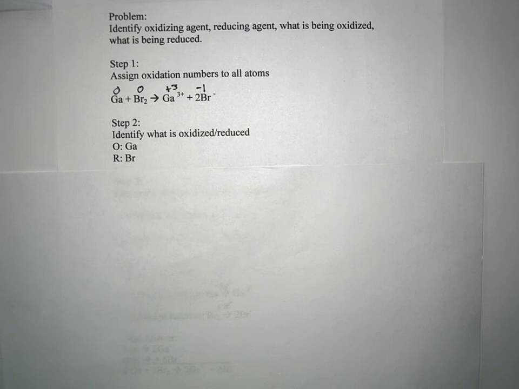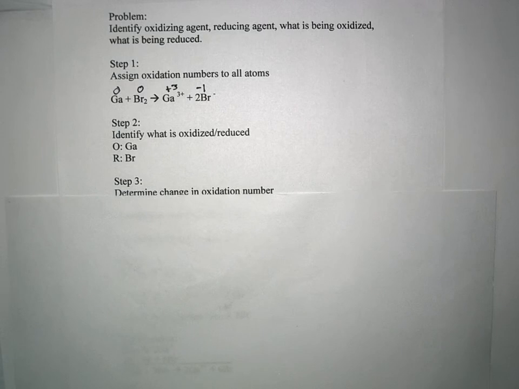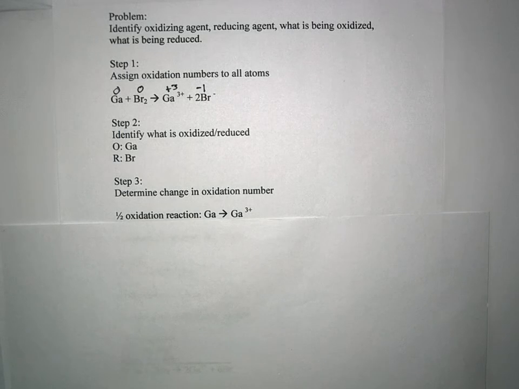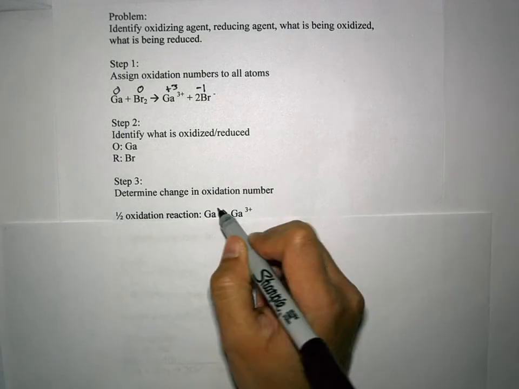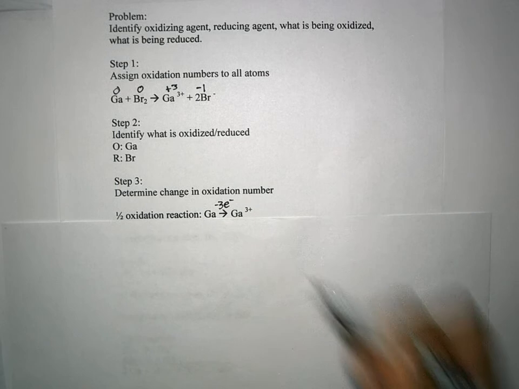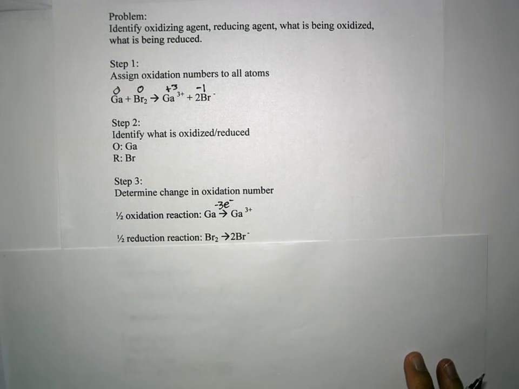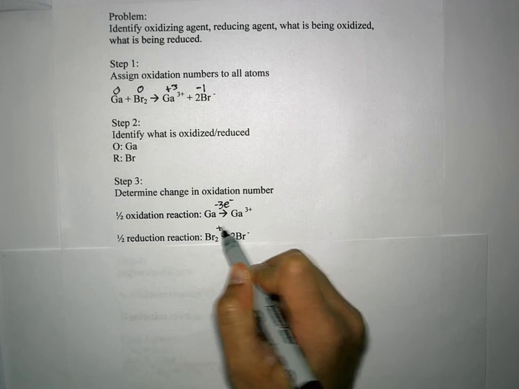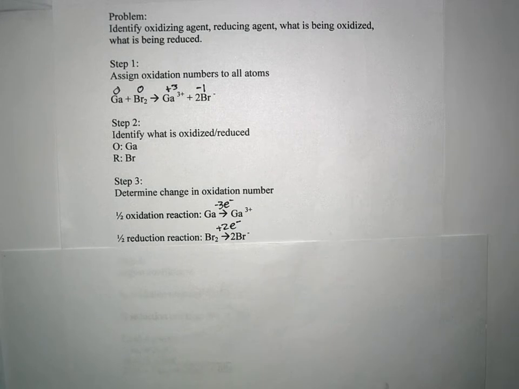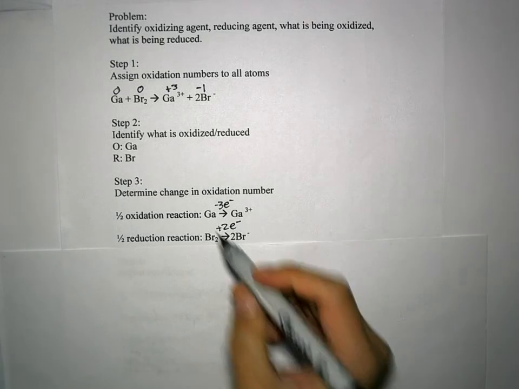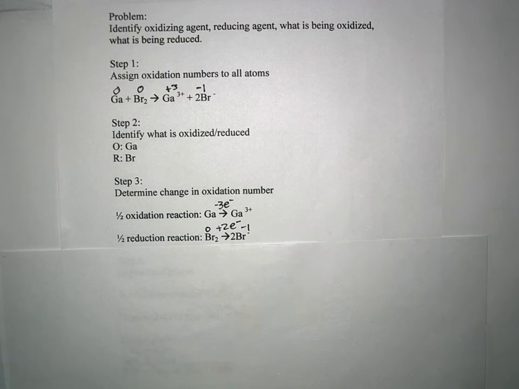This equation looks like you can just balance it by changing the coefficients, but you actually need to balance the electrons. Step 3 is to determine the change in oxidation number. So for the first half reaction, gallium has lost 3 electrons. And for the second half reaction, bromine has gained 2 electrons. While the oxidation number of bromine has gone from 0 to minus 1, since there are 2 bromine atoms, the overall change is 2 electrons.